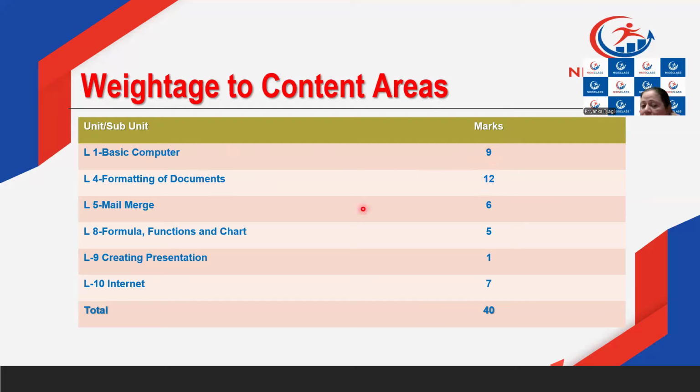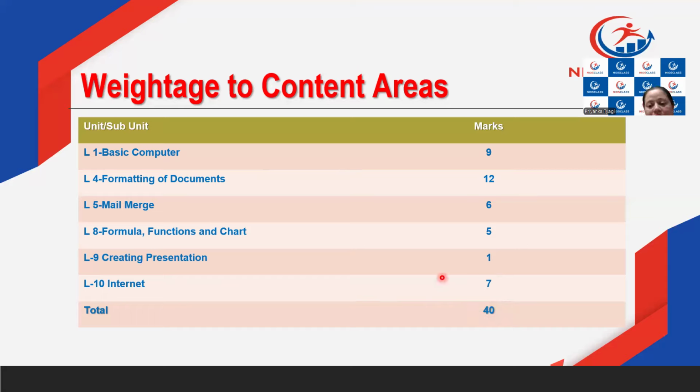You can see here, for the practical knowledge, it is a very nice chapter. Chapter number 5, mail merge, has a 6 marks question. Formula, function and chart will be of 5 marks. Creating presentation will be of 1 mark. And lesson number 10 will be of 7 marks. And this is the marking criteria. Total 40 marks paper is this.